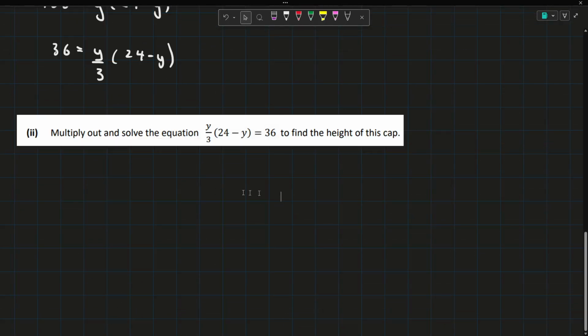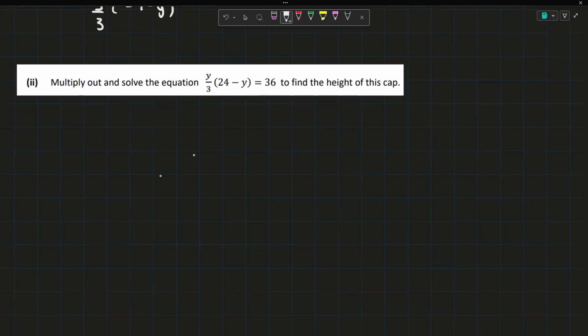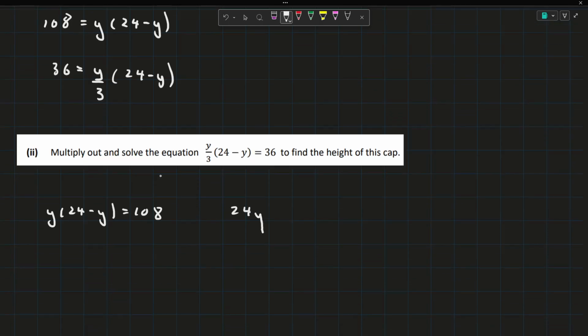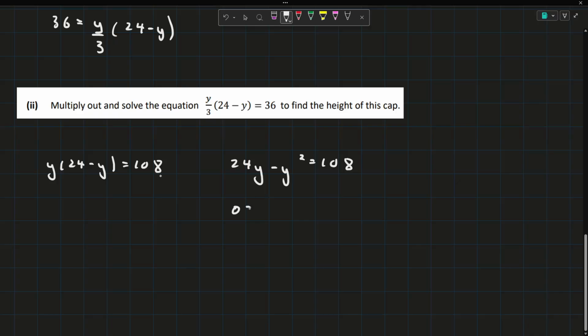Then we're told to solve this equation. So basically, I guess we're going to multiply the 3 up now. We're going to get 108. So we'll have y times 24 minus y equals 108. And then we'll have 24y minus y squared equals 108. Bring it all to one side. We get that 0 is equal to y squared minus 24y plus 108. And we just have to solve that.